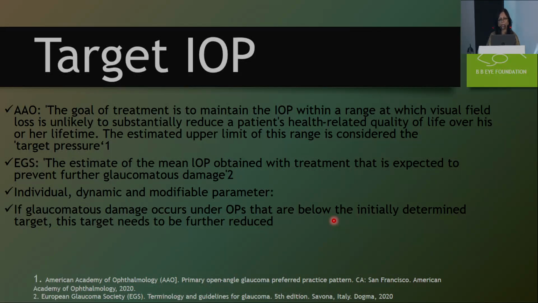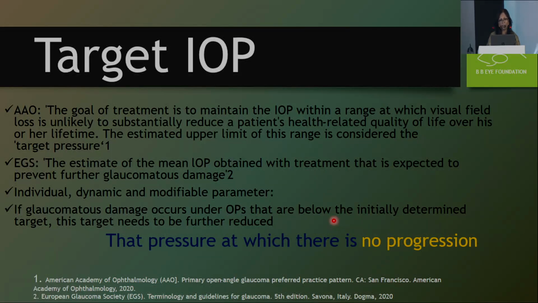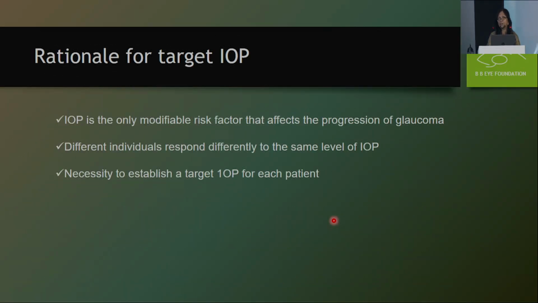If glaucomatous damage occurs under these IOPs, then you need to actually shift your target IOP. But as a bottom line, target IOP is that pressure at which there is no progression. So these are the golden words for target intraocular pressure. The rationale for target intraocular pressure is that IOP is the only modifiable risk factor, as I told you, that affects the progression of glaucoma, though there are other lifestyle changes which you can advise to your patients.